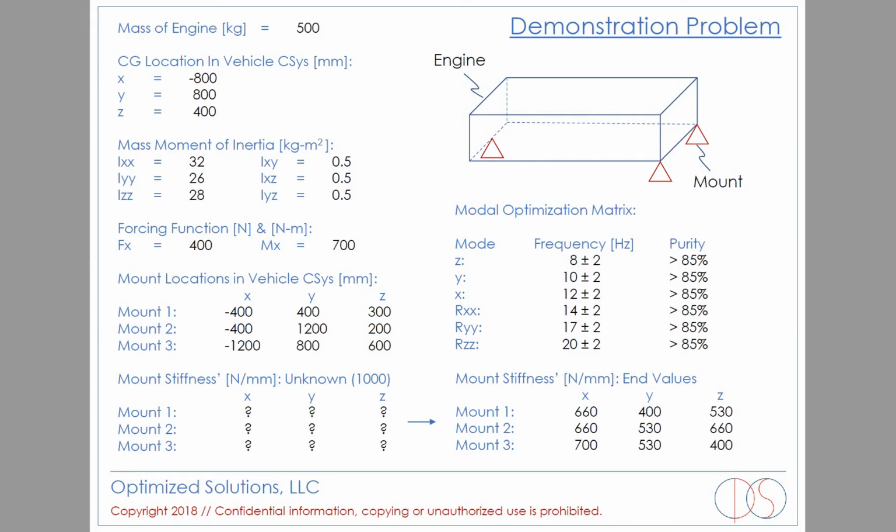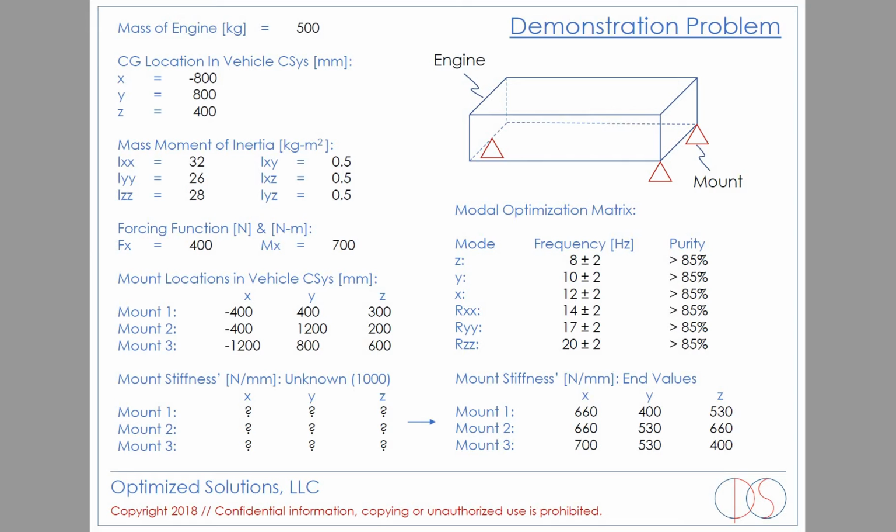Let me now introduce the example problem. Let's assume that the engine is supported by a system of 3 mounts. So we have an engine which is supported by a 3 mount system, and these mounts are fixed in location with respect to the center of gravity of the engine. The mass of the engine is 500 kilograms. The center of gravity is located at x equal to negative 800, y equal to 800, and z equal to 400 millimeters in the vehicle coordinate system.